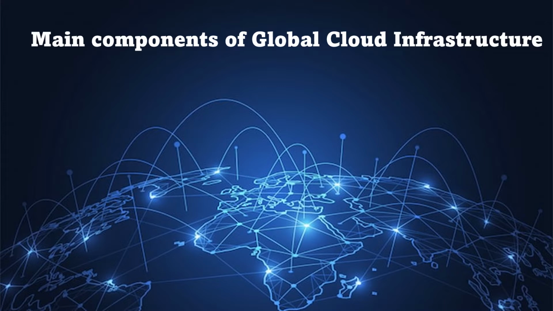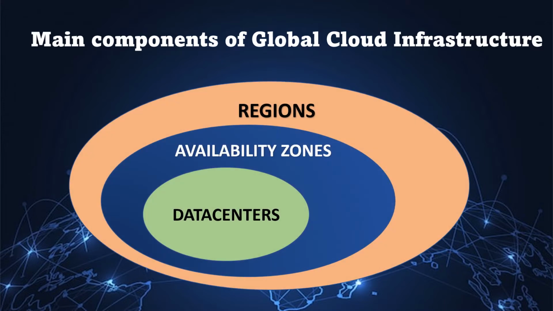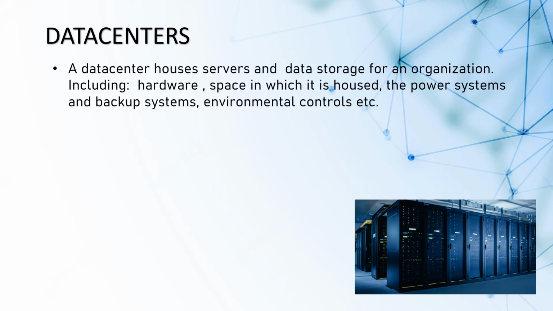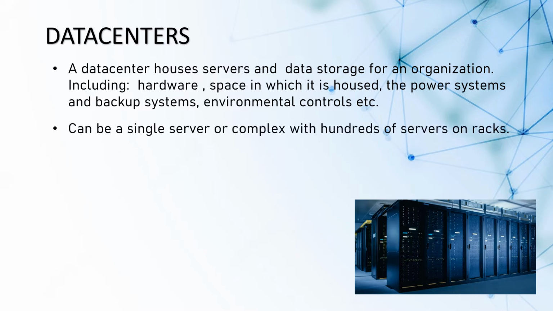The main components include data centers, availability zones, and regions. A data center houses servers and data storage for an organization. This includes the hardware itself, the space in which it's housed, power systems, backup systems, environmental controls, and all the other systems that are needed to keep those servers running. A data center can be a single server or a complex one with hundreds of servers on racks.